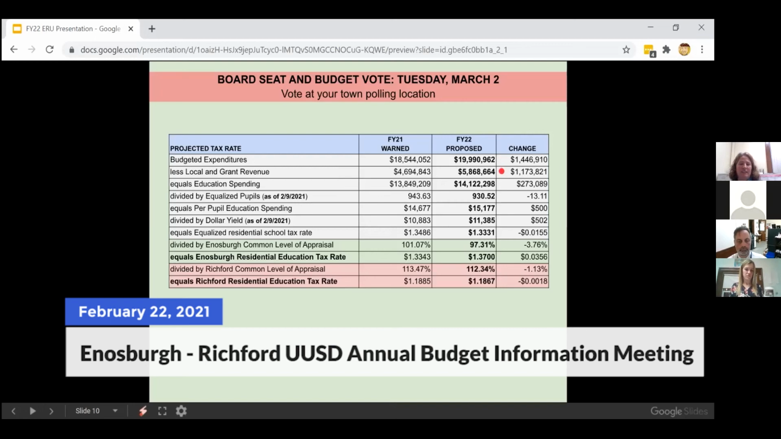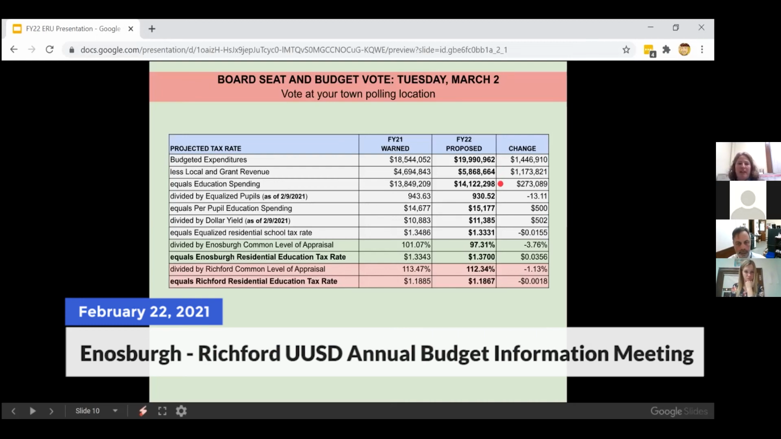Then the next line is our revenue. And we've talked about that, about the amount of money that we had coming in. And so what you do is you take the first line and you subtract the second line, and that gets you the third line, which is the equals education spending.